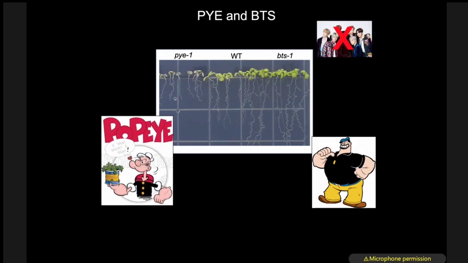And so I'll tell you a little bit about what we're doing currently with Popeye. I won't focus so much on Brutus in the interest of time, although I think Brutus is a really, really interesting protein.